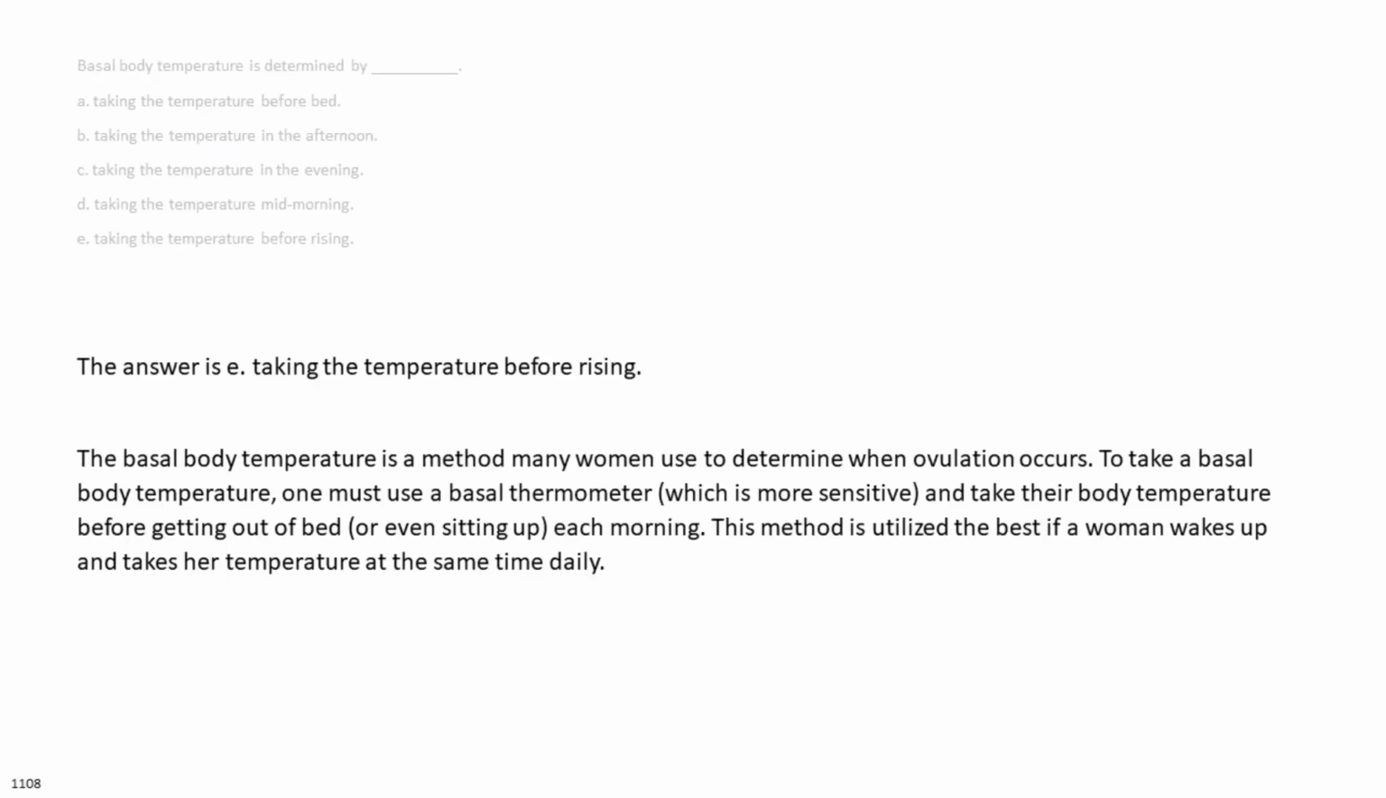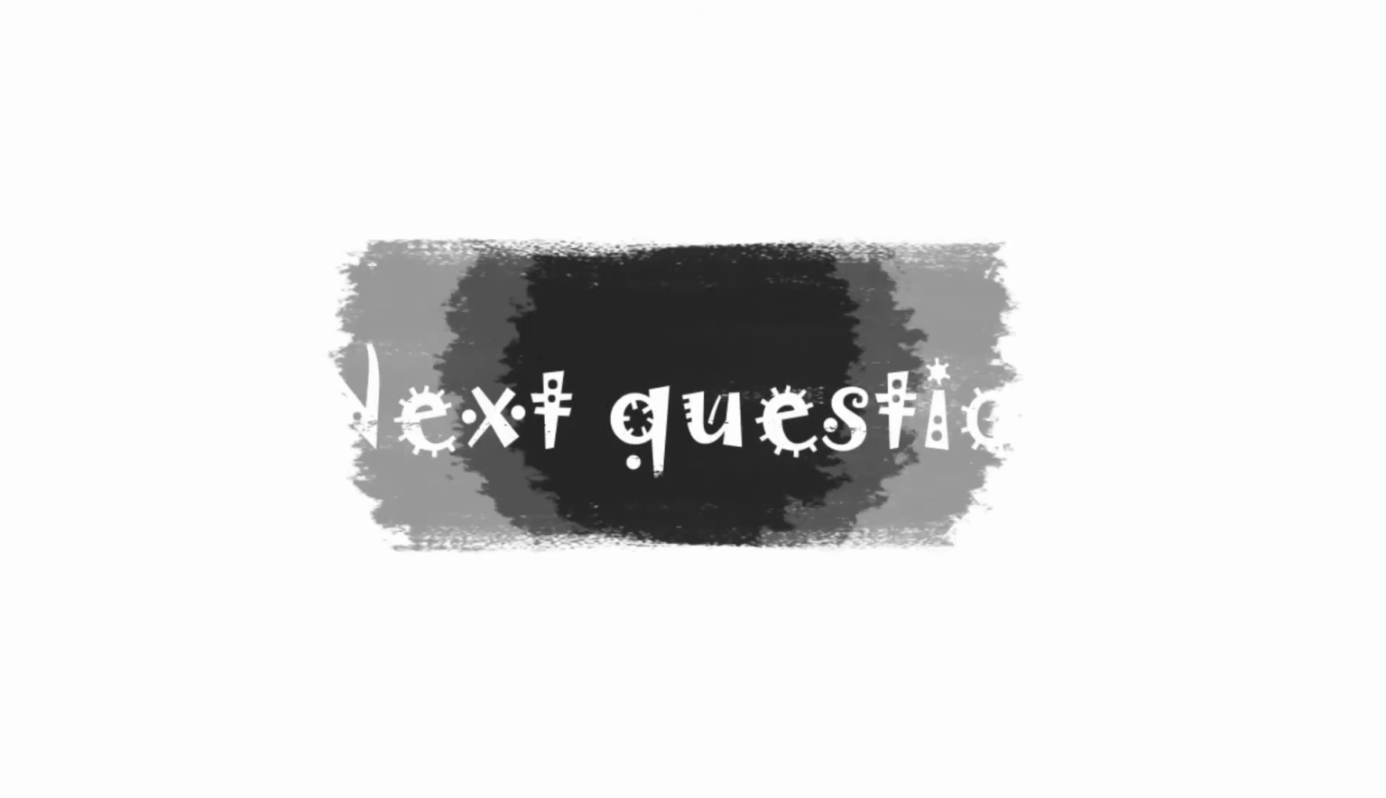The answer is E. Taking the temperature before rising. The basal body temperature is a method many women use to determine when ovulation occurs. To take a basal body temperature, one must use a basal thermometer, which is more sensitive, and take their body temperature before getting out of bed, or even sitting up, each morning. This method is utilized the best if a woman wakes up and takes her temperature at the same time daily.